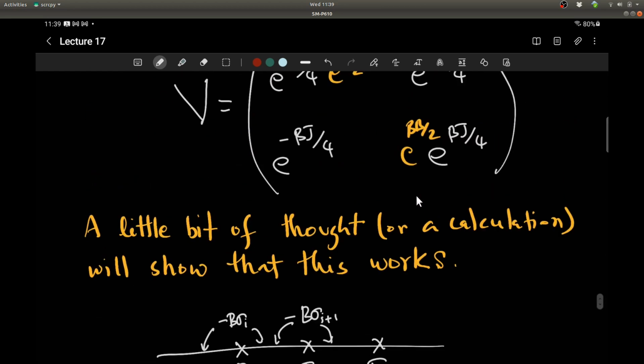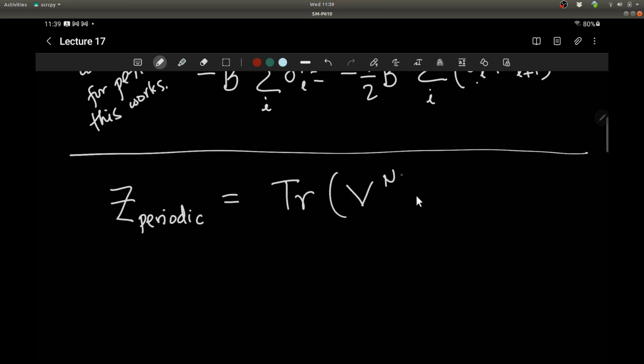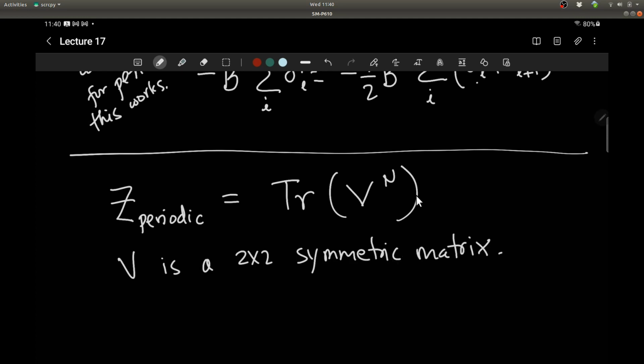Okay, so now we are kind of done. So Z periodic. What we do now: V is a 2 by 2 matrix. Okay, it's a symmetric matrix. That means it's normal, so it can be diagonalized.